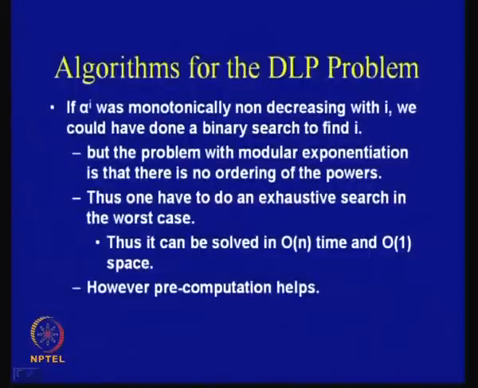But the problem with the modular field is that there is no ordering of alpha power of I. It may happen that even if you increase the value of I, alpha power of I becomes smaller. So the only way is an exhaustive search; at least you cannot use a simple binary search technique to arrive at the value of I. In the worst case you may not be lucky, so you may need to verify all the values of I and check whether alpha power of I matches the given value of beta.